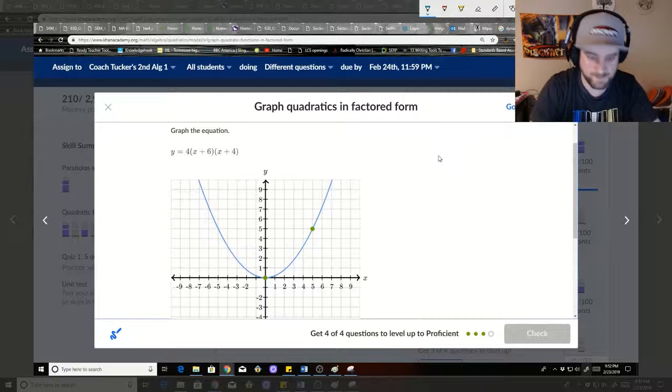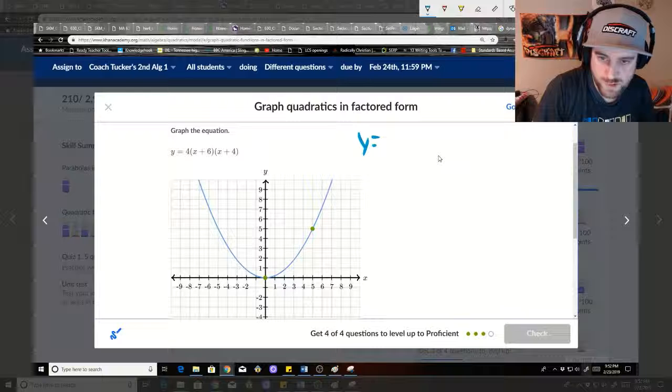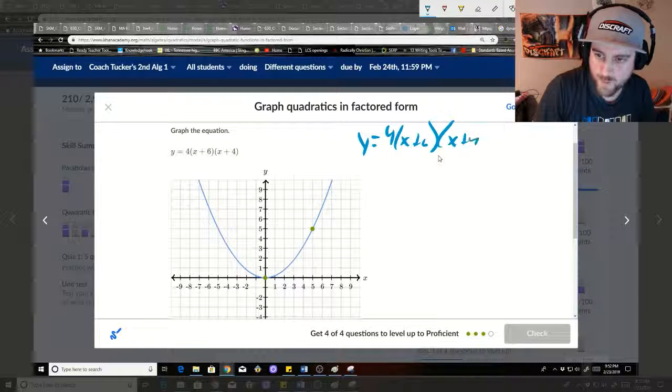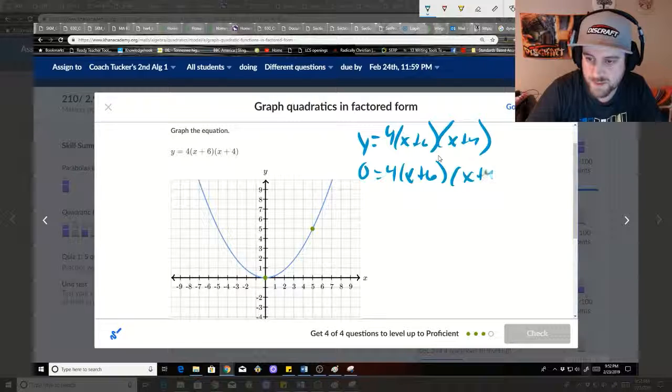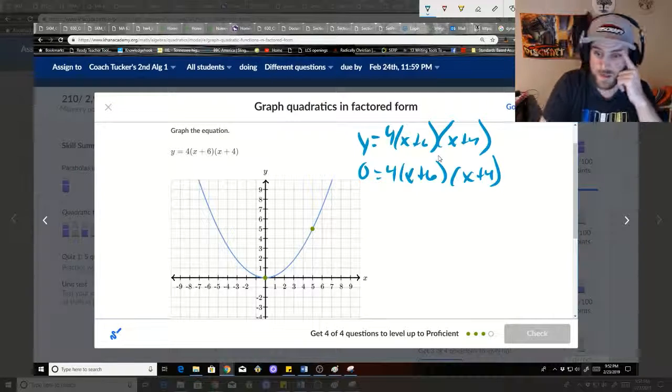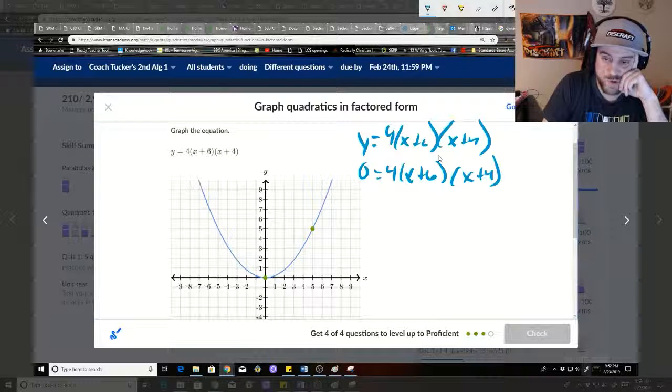All right. So we have y is equal to 4 times x plus 6 times x plus 4. We're going to use the zero product property. So 0 equals 4 times x plus 6 times x plus 4. Now the zero product property states that we set each one of these equal to 0. Well, this 4 is being multiplied times all this stuff. So technically, we could do this and then recognize that 4 is not one of them.